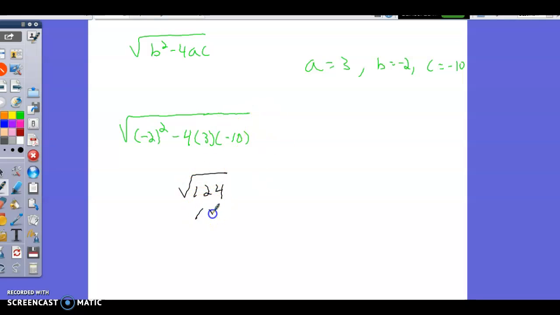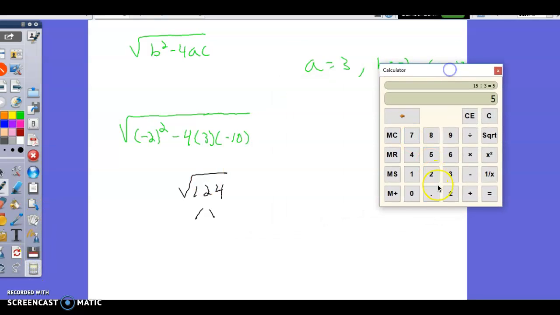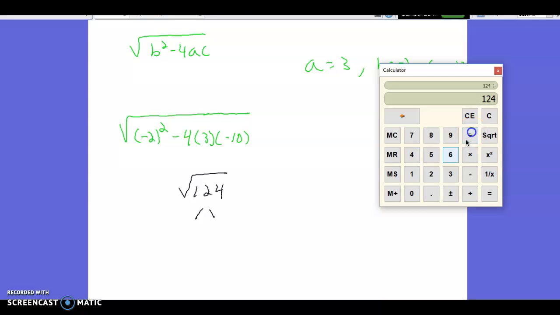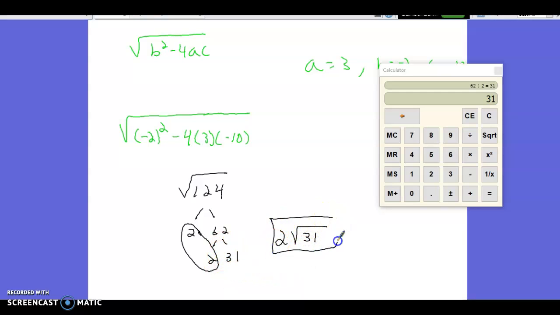So I'm going to break down 124. Let's bring out the basic calculator so we can get our prime factorization down. So 124 divided by 2 is an even number. So we have 2 and 62. I'm going to break down 62, so we'll divide that by 2 as well. So 2 and 31. 31 is a prime number, so we are good there. You can see I have a pair of 2's that will come out. So this problem will be a 2 on the outside, and the prime number that's left over is a 31. So your final answer for this one would be 2 root 31.